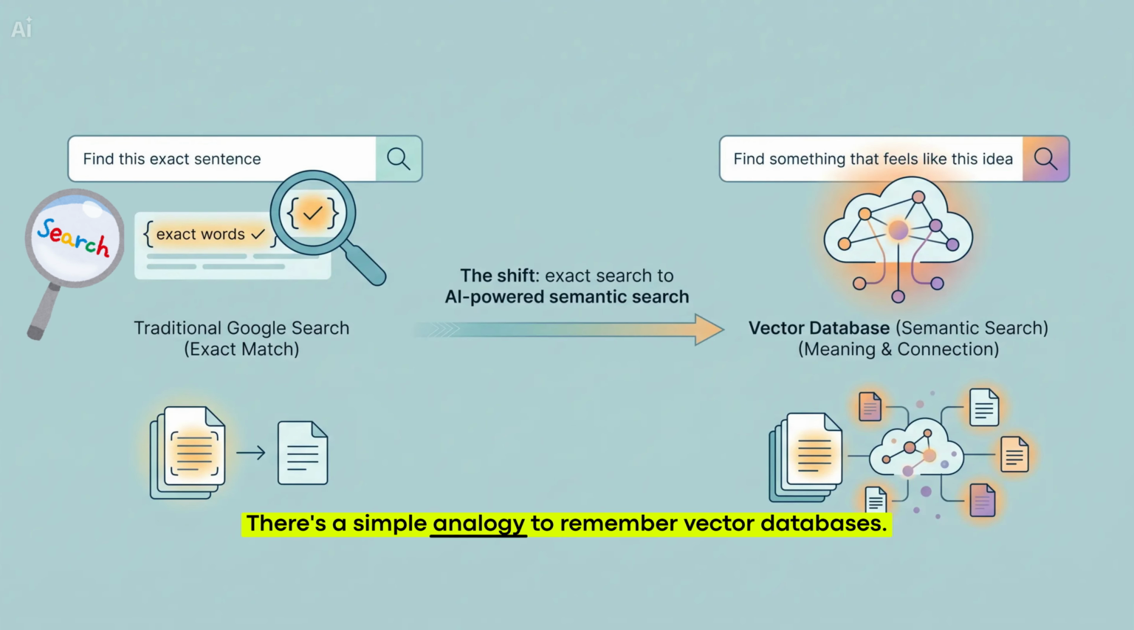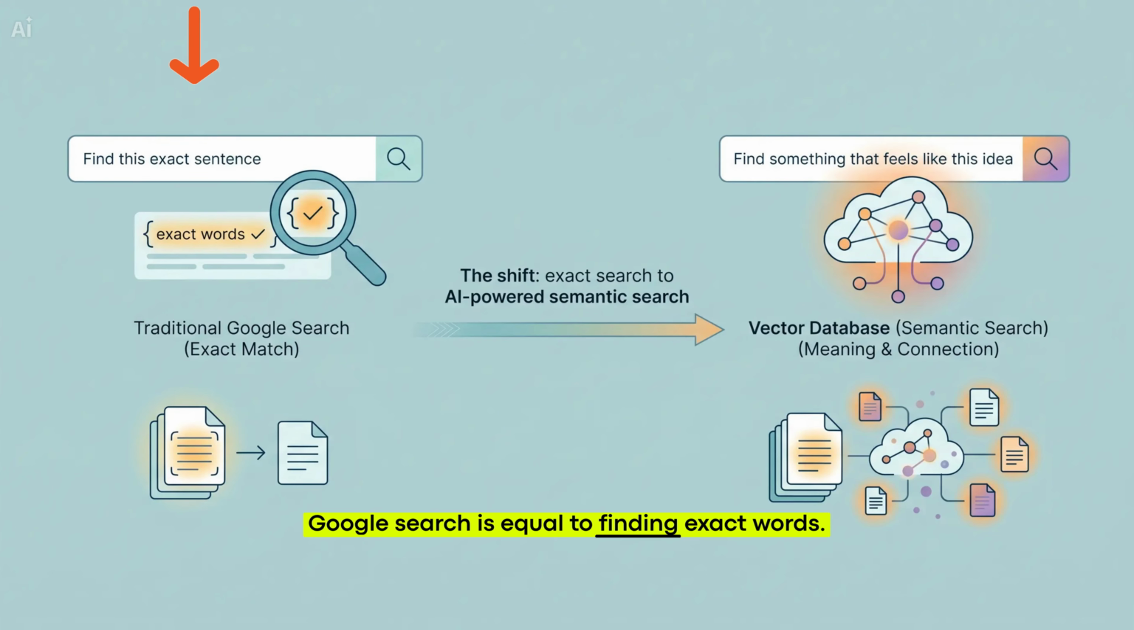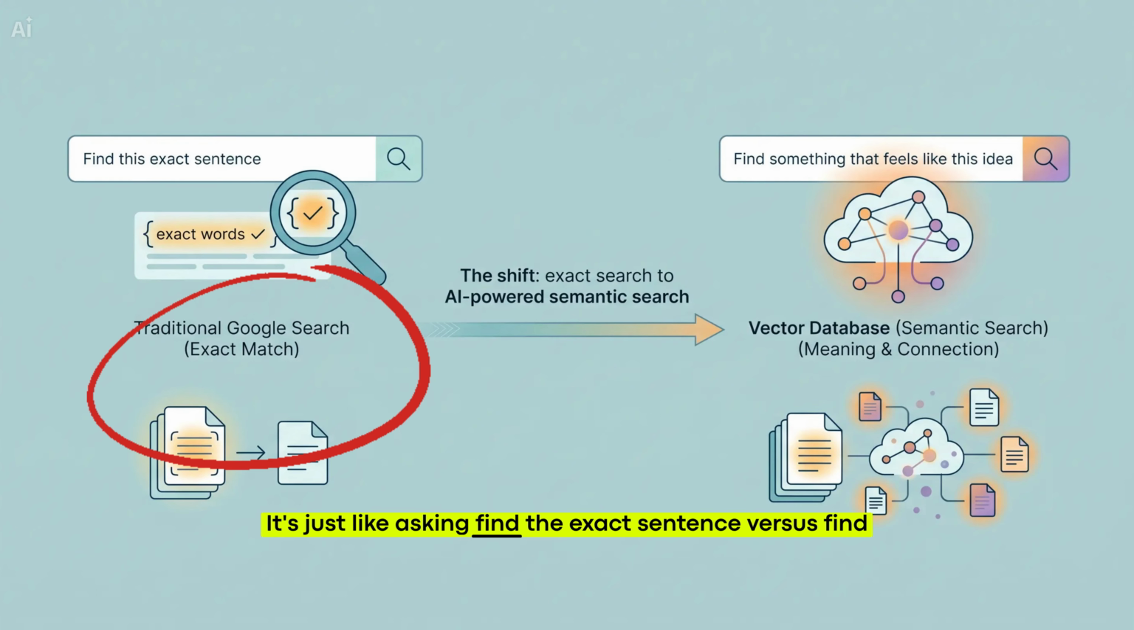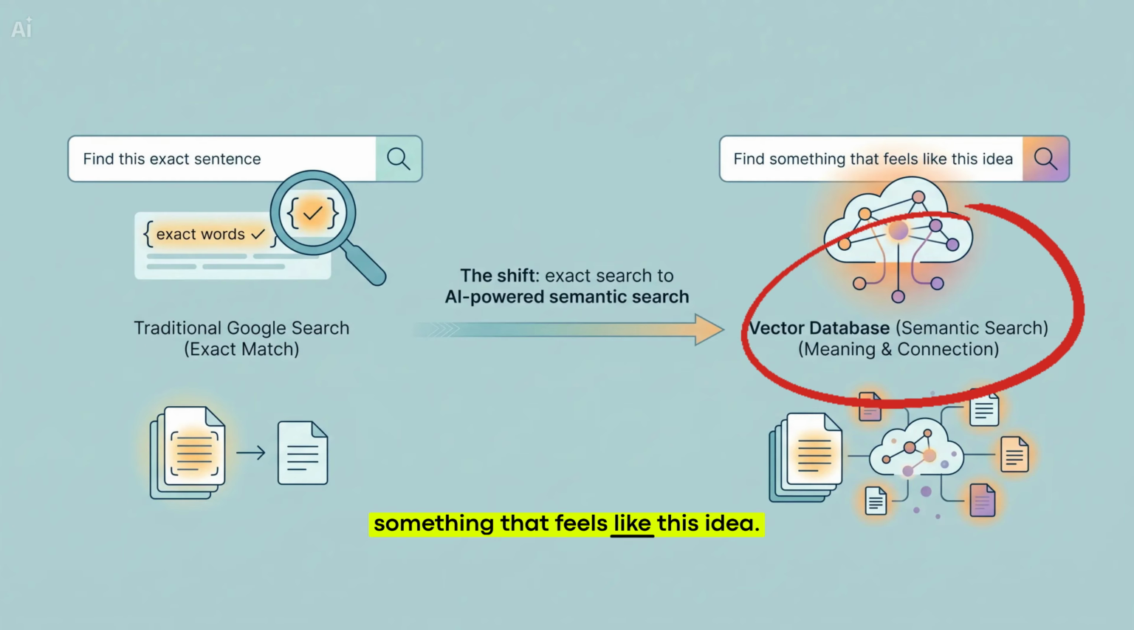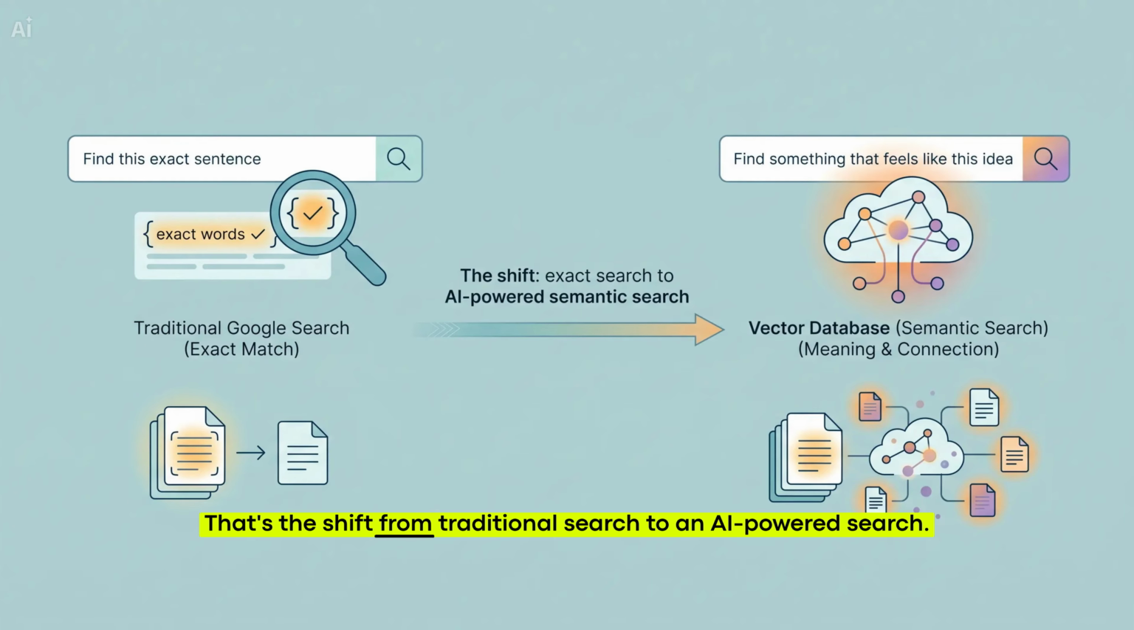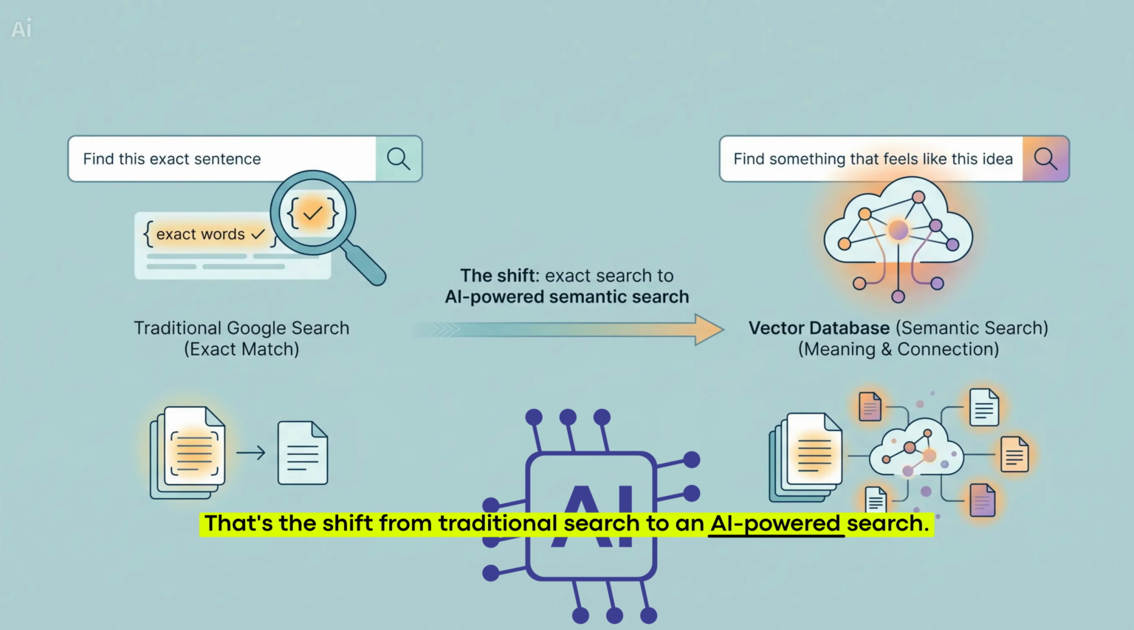There's a simple analogy to remember vector databases. Google search is equal to finding exact words. Vector database is equal to finding meanings. It's just like asking find the exact sentence versus find something that feels like this idea. That's the shift from traditional search to an AI-powered search.